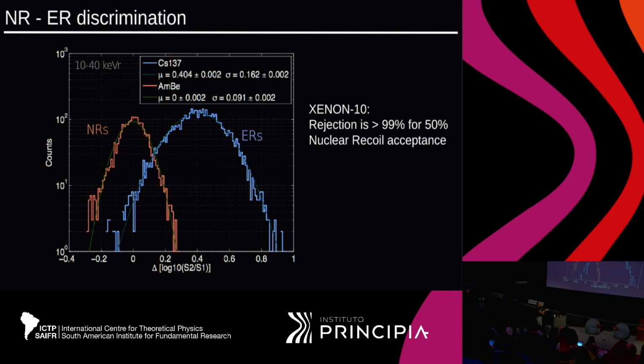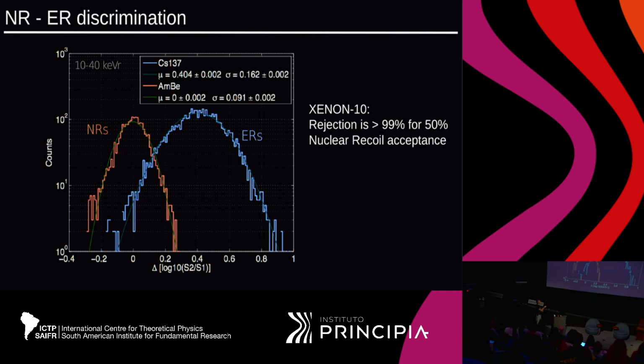So here, for XENON10, the rejection is 99% if you take an efficiency for the nuclear recoils of 50%. And what does this mean? It means that if you set a cut here, at about half of the distribution, where the peak of your distribution of nuclear recoils is, and you say, I'm going to throw away all the events that have a ratio between the two, S1 and S2, that is higher than that, so I'm going to throw away half of my nuclear recoil events, okay?